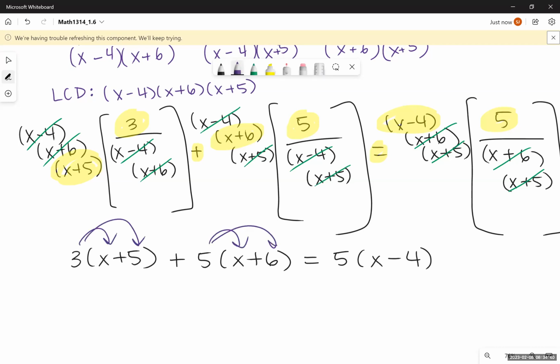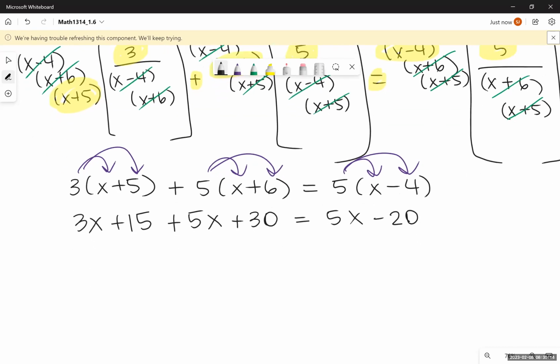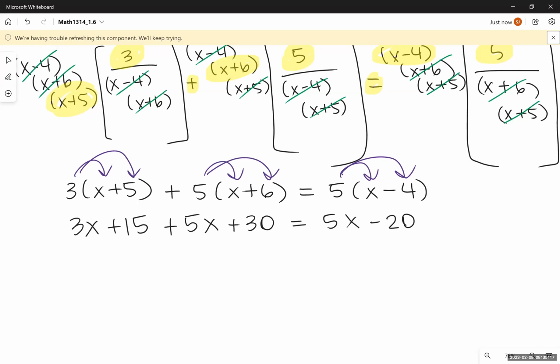It is going to be 3 different sets of distribution to start off. 3 times x is 3x, 3 times 5 is 15, signs are the same, so it's positive. 5 times x is 5x, signs are the same, so it's positive. 5 times 6 is 30, and it's positive. Have our equal sign, and then 5x and a negative 20. I'm moving up and kind of not showing what's up there, so if y'all need me to, just tell me.